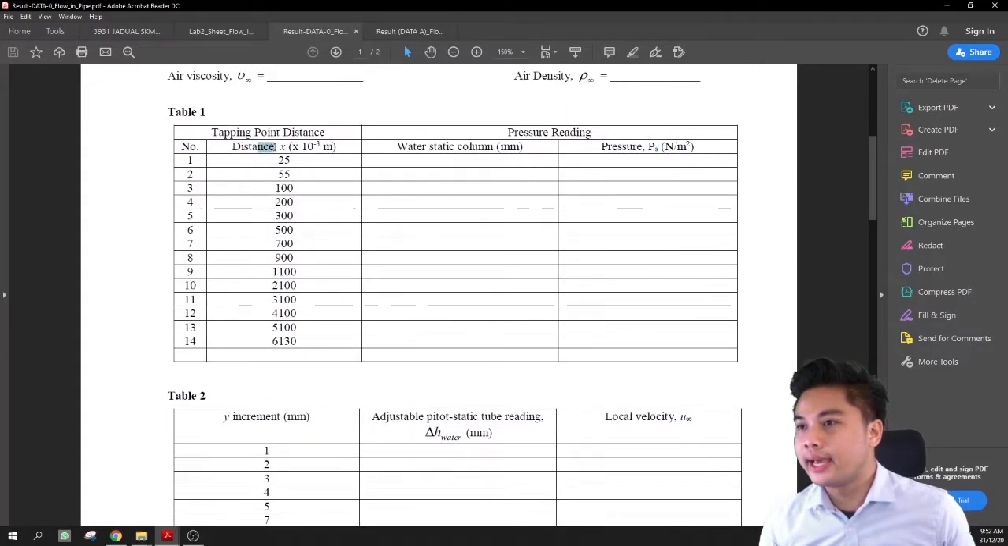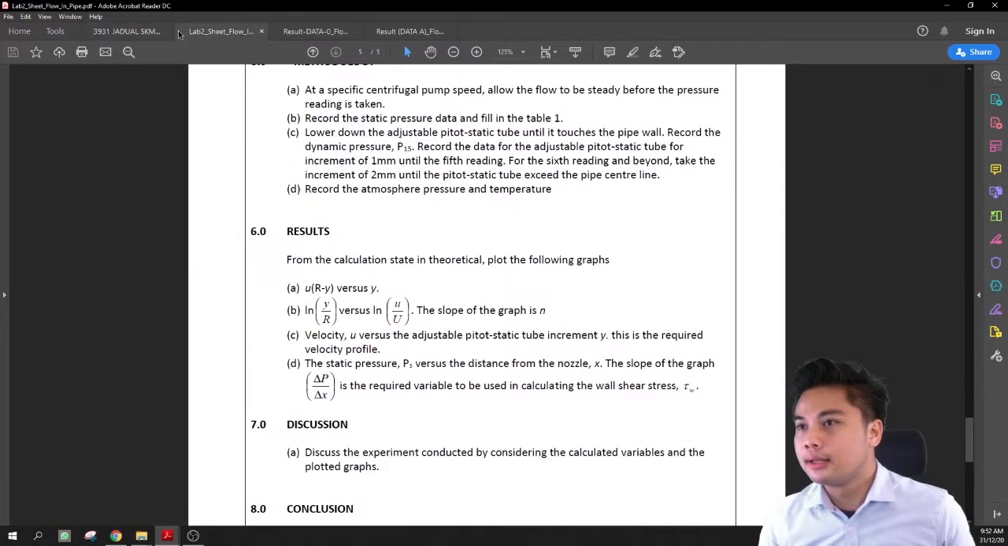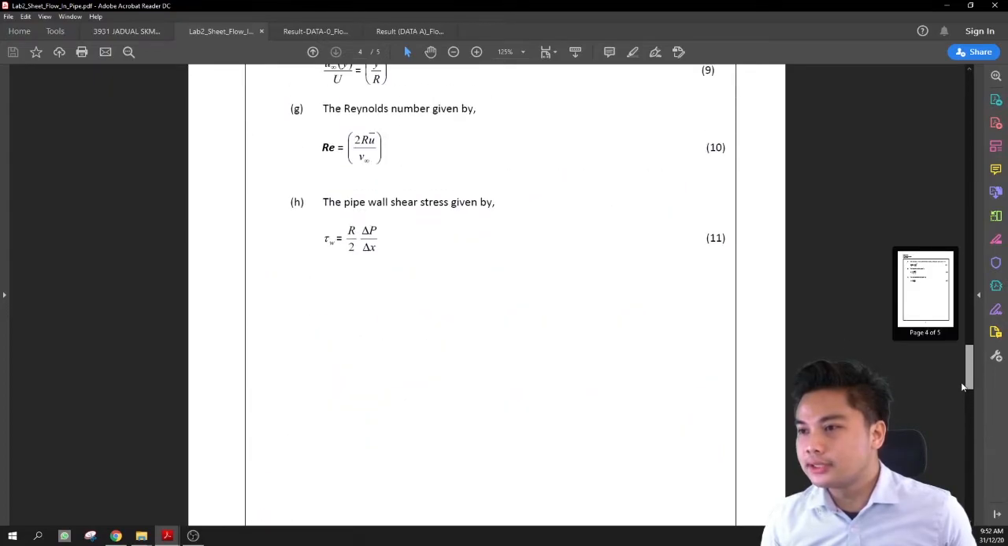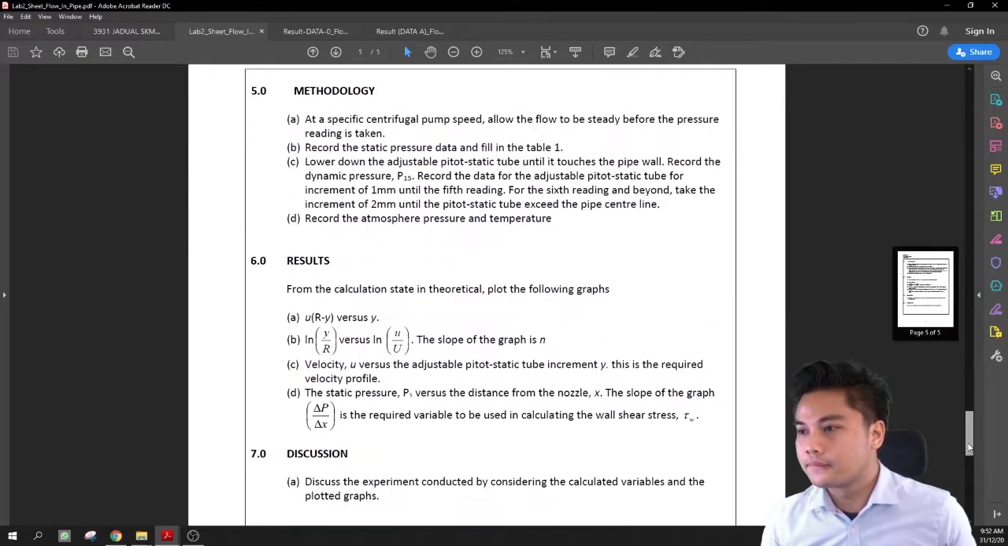P versus X, and then you will find that the slope is actually delta P over delta X that you're going to use in this calculation to get the tau wall.